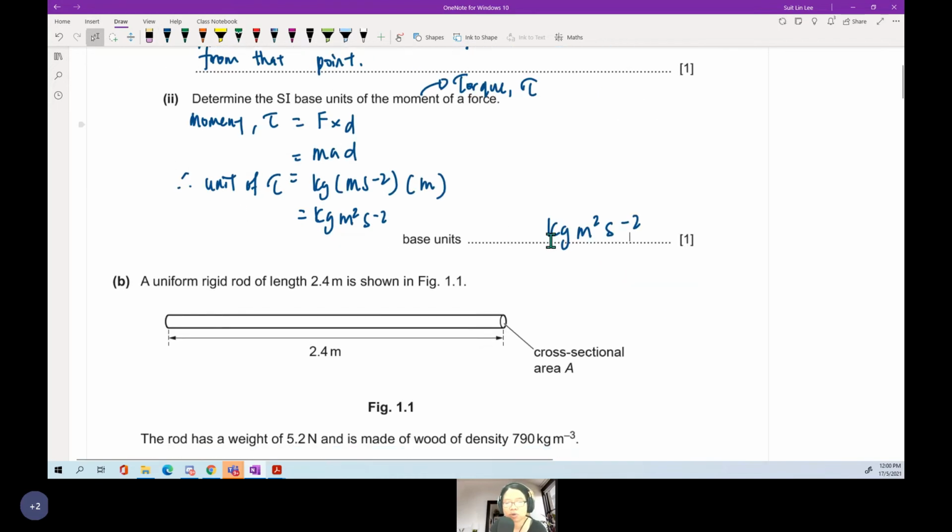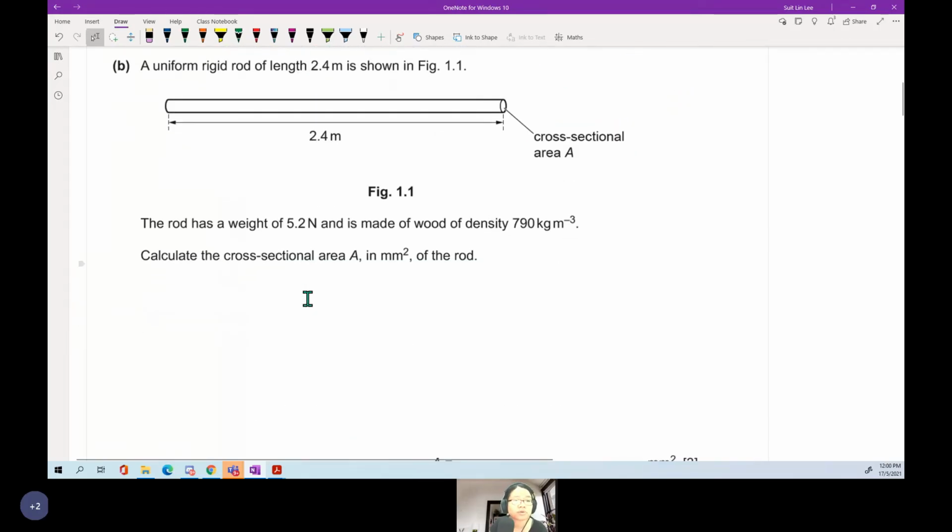Okay, done. Do you need to show working? Yes. Normally the marks are like that one. I show the working, at the very least this line, and then the final answer is 1 mark. If you don't show working, I don't know how you got the answer. You may get 0.